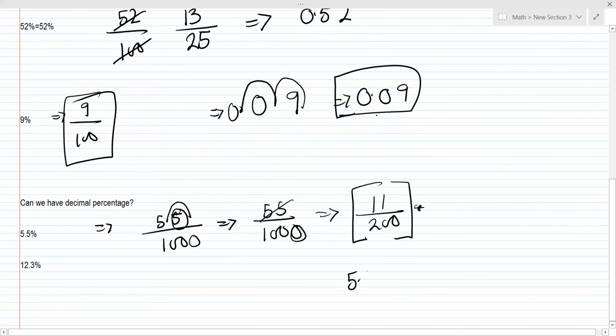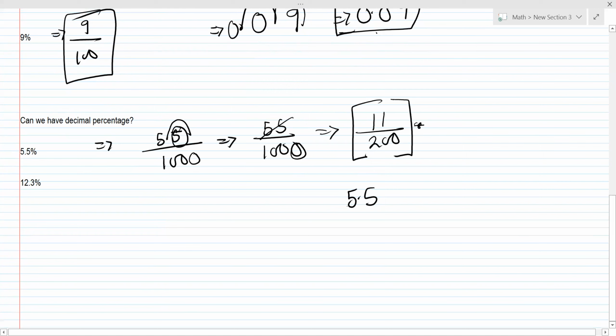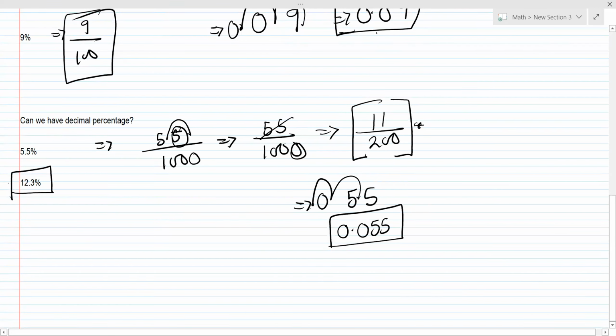Again, if you want to change to a decimal, you're still going to move the decimal point 2 places to the left. So I'm going to do 1, 2. It's here now. There's an empty space here, so it becomes 0. And we have 0.055. Now try for 12.3 and see if you get the same thing.